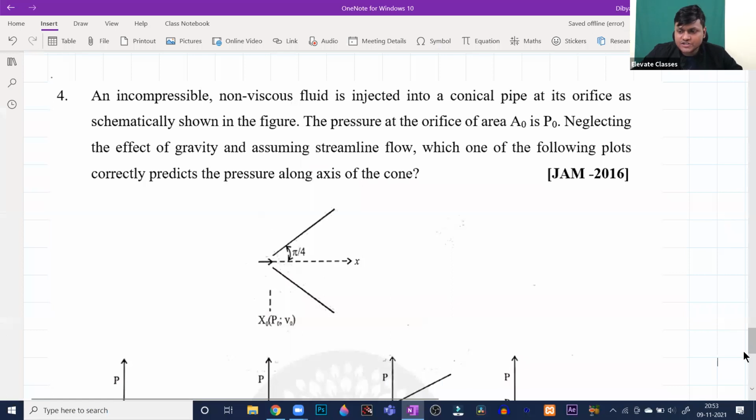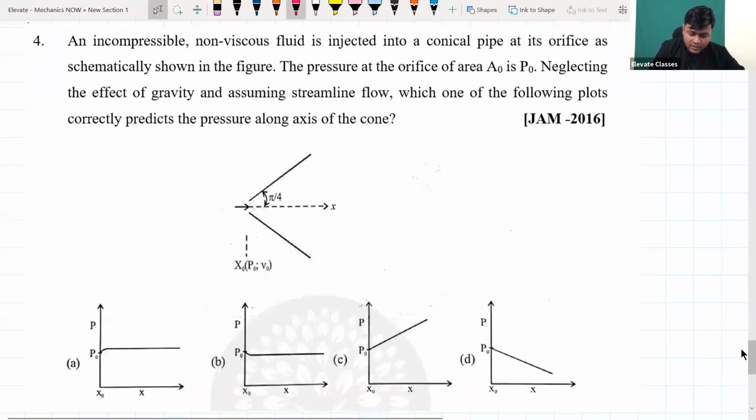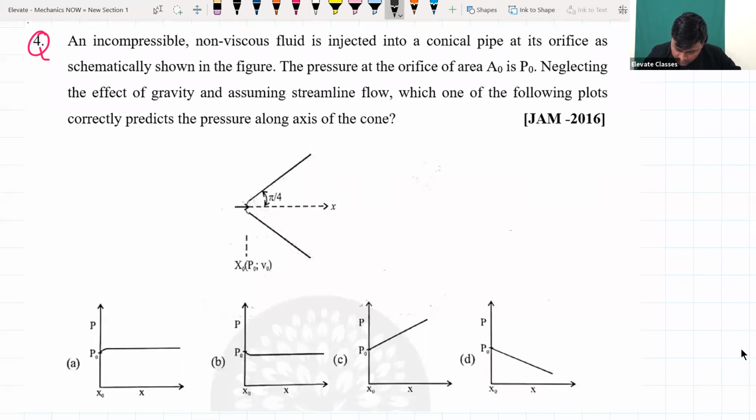So the question says that an incompressible, non-viscous fluid is injected into a conical pipe. So essentially this is actually a pipe. The diagram is not very clear, but this is a conical pipe. There is a liquid or fluid that is inserted into this conical pipe.